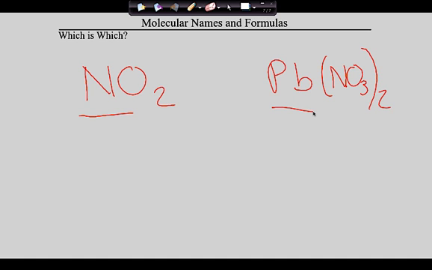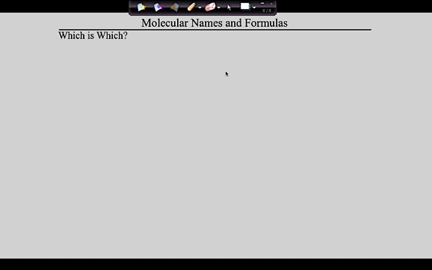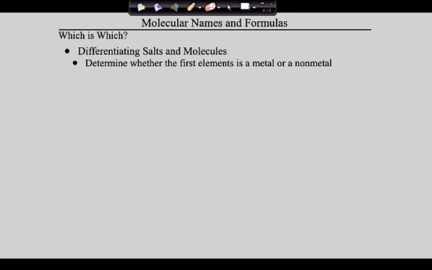So let me put that to you in note form so that you have something that you can grasp a hold of. So guys, the tricky bit is this. You've got to be able to differentiate, which just means tell the difference between, salts and molecules. But remember what we know: salts contain metals and molecules don't. So all you've got to do is determine whether the first element is a metal or a non-metal.